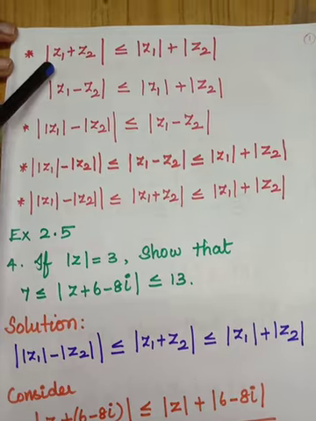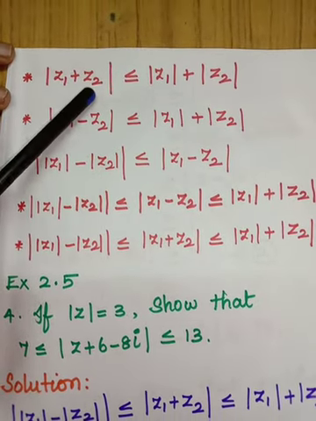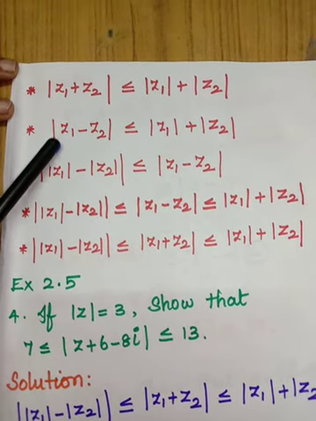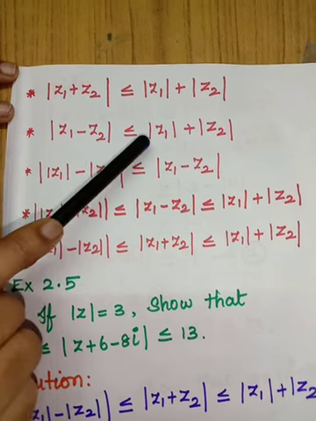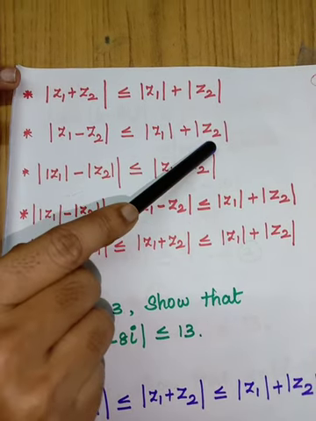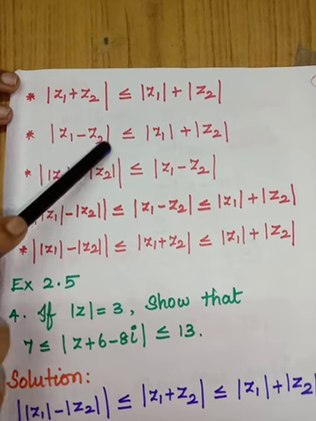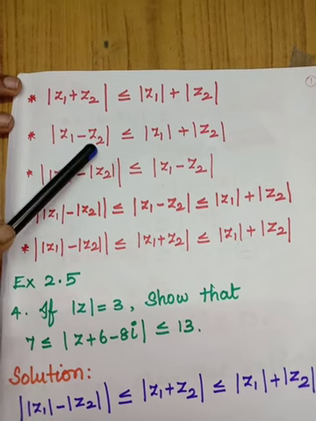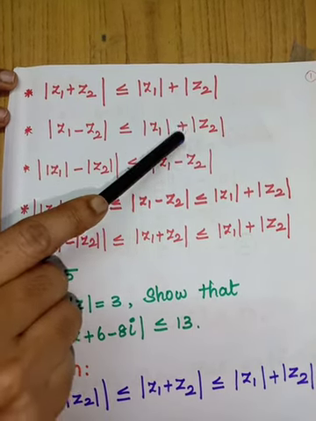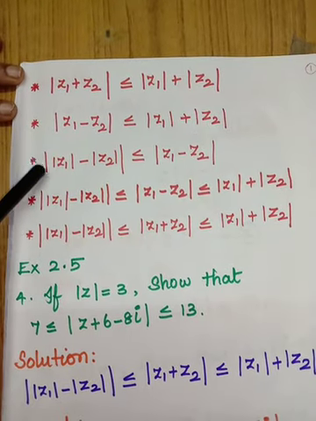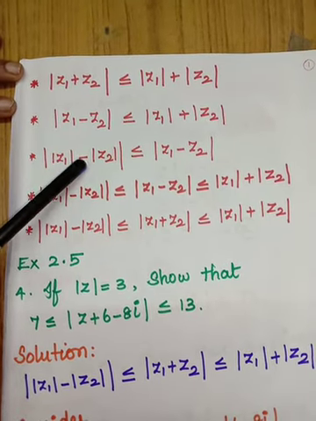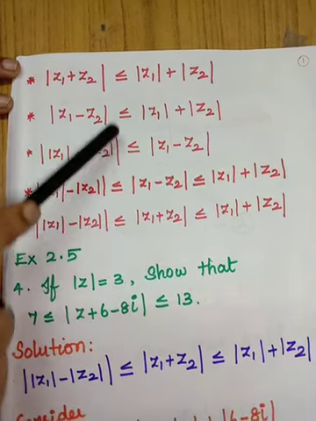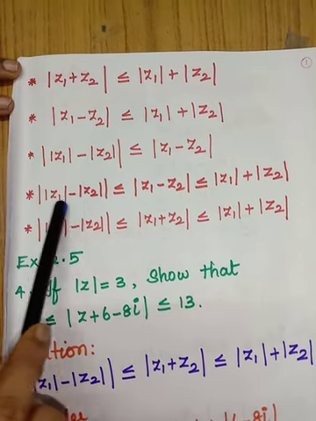Okay, so the triangle inequality is: modulus of z1 plus z2 is less than or equal to modulus of z1 plus modulus of z2. Modulus of z1 minus z2 is also less than or equal to modulus of z1 plus modulus of z2. In the previous class we have seen this is nothing but the distance between 2 points in the Argand plane. One more result: modulus of z1 minus modulus of z2 is less than or equal to modulus of z1 minus z2. So combining these two we are getting this result.